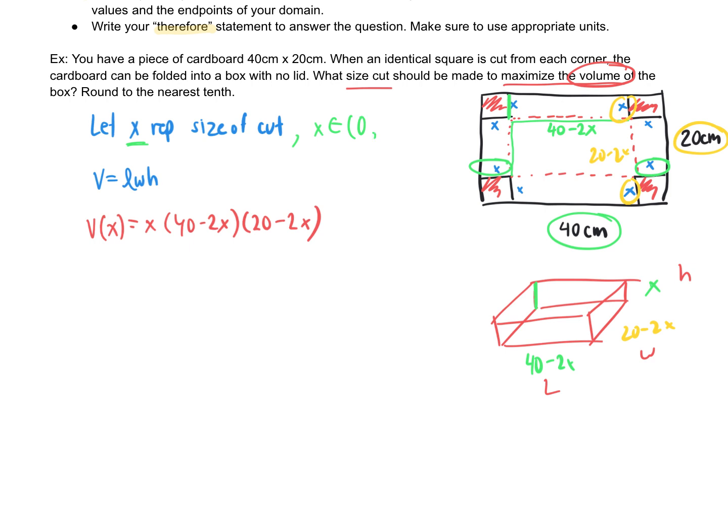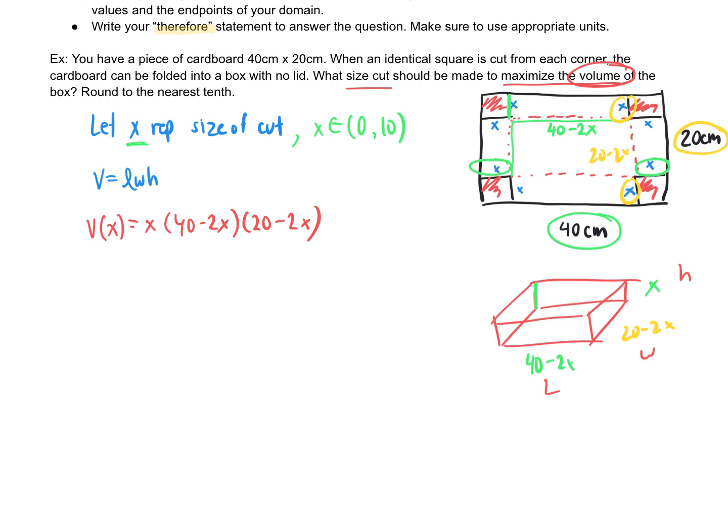And then I have to think, well, what's the maximum I can cut off? So I'm going to look at my shortest dimension, which is 20 right here. If I cut from both sides 10 centimeters, then I have nothing left because that'll fulfill the full 20 centimeters. So the maximum the cut can be is just under 10. So that's going to be my domain that I'm going to use later on. Okay, now let's get into that derivative.